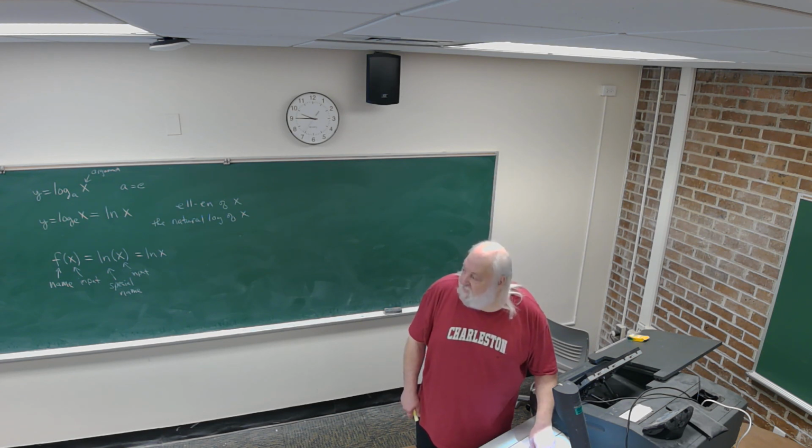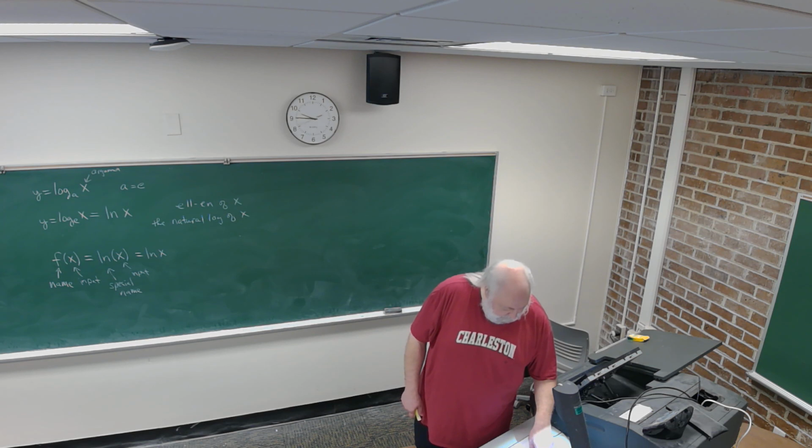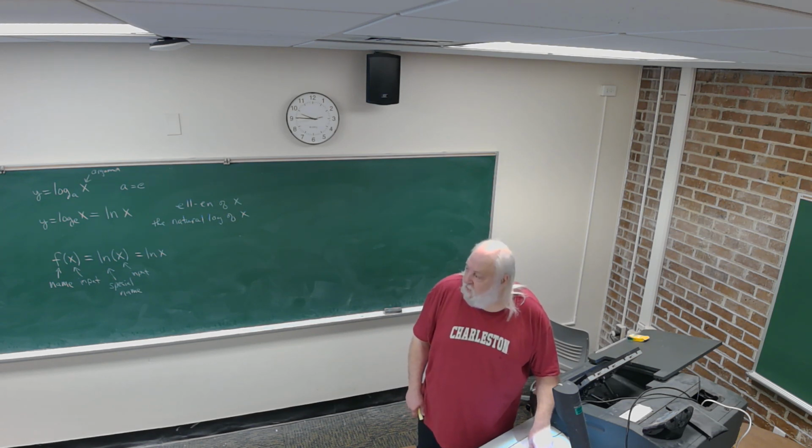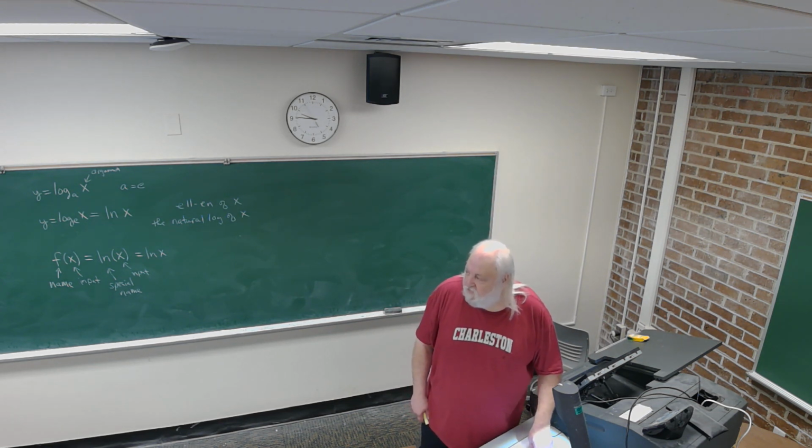The natural log of e to the x is equal to x, this exponent x, again because the natural log function and the natural exponential function are inverse functions of each other. And finally, e raised to the natural log of x is just equal to x, because again, they're just inverse functions of each other.